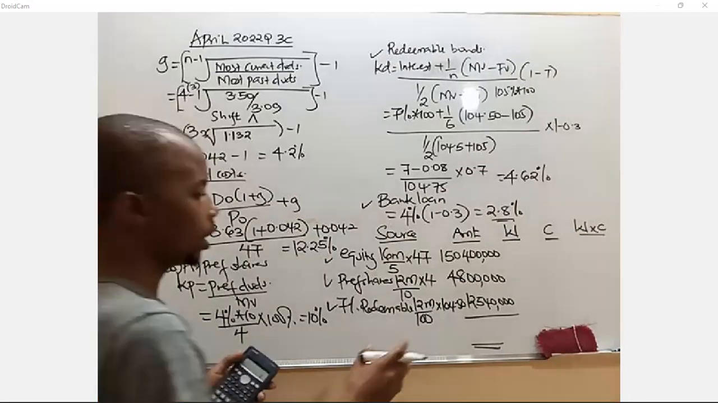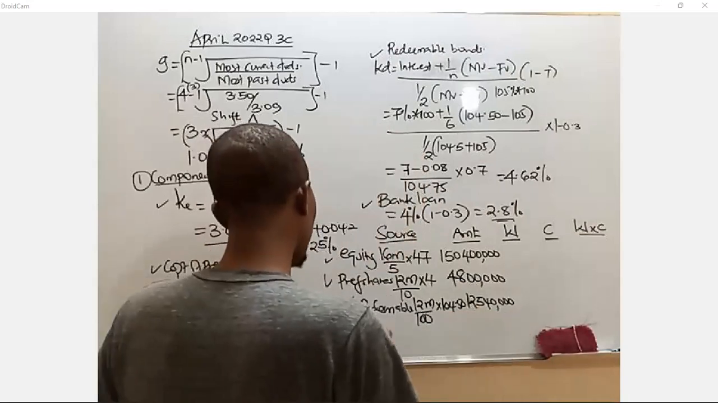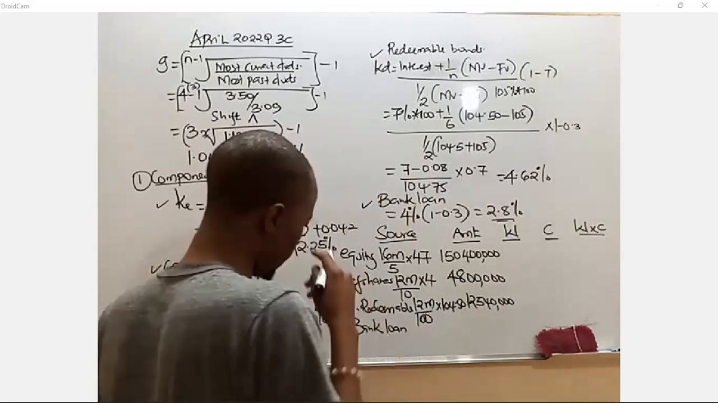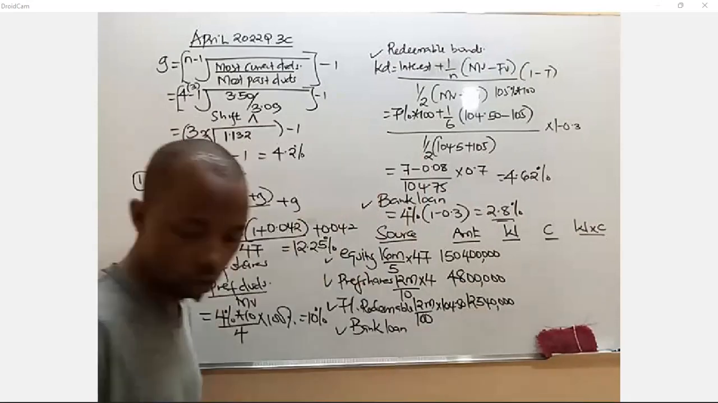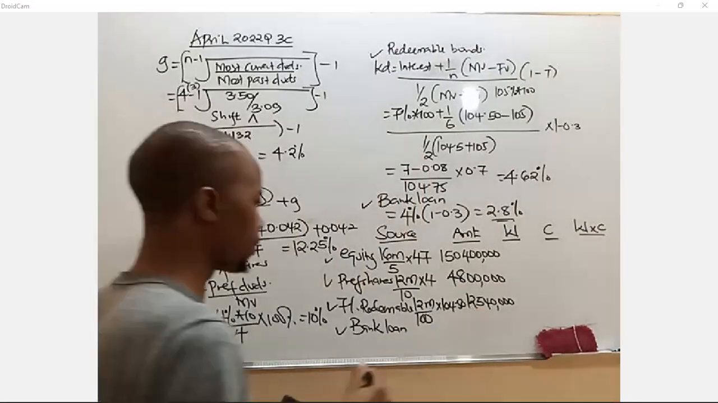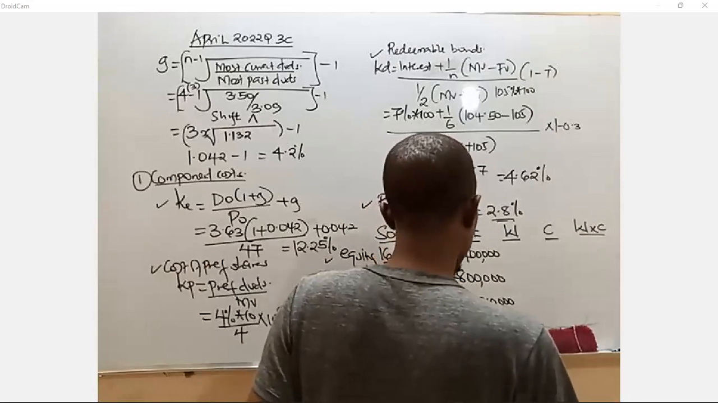Oh, sorry, I have forgotten the bank loan. We have the bank loan, which does not have any valuation, and therefore we're just going to be using the one given in the question. So the long-term bank loan will remain at 4 million. It has not been growing over the past years.